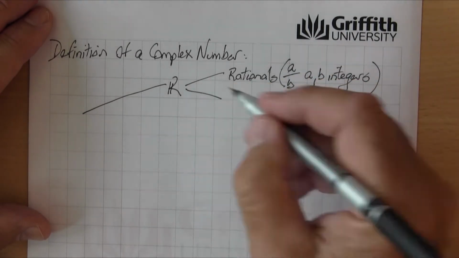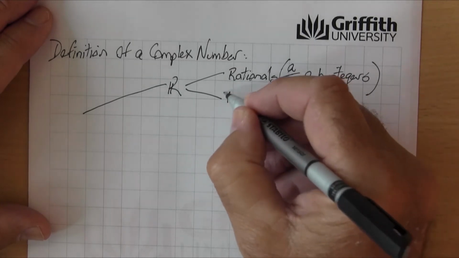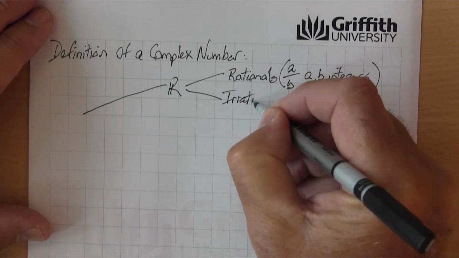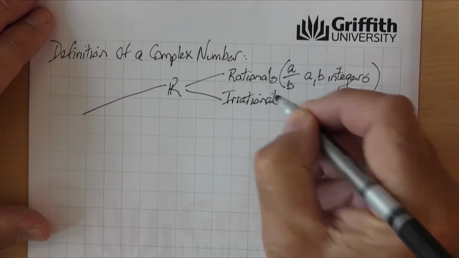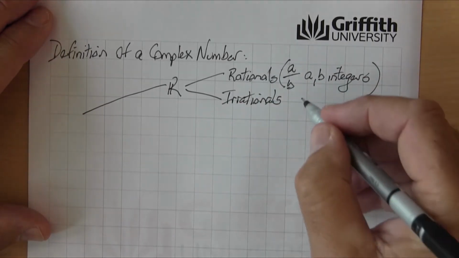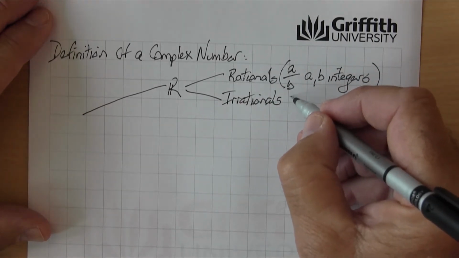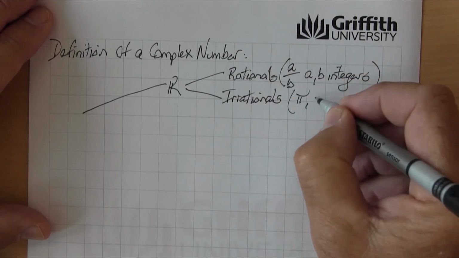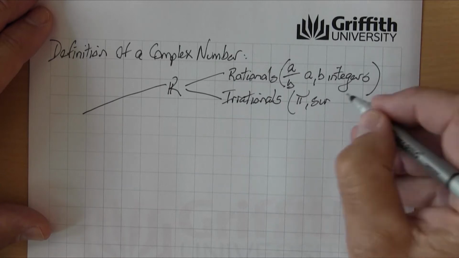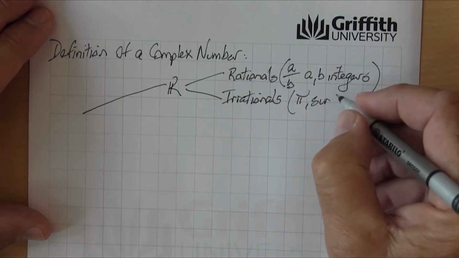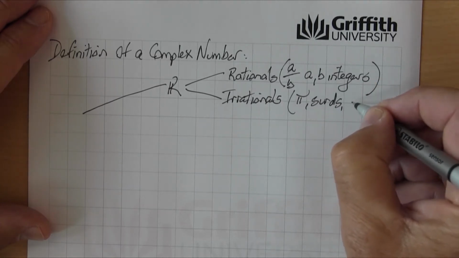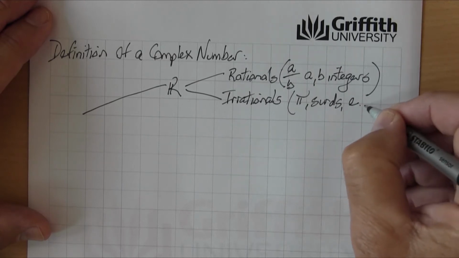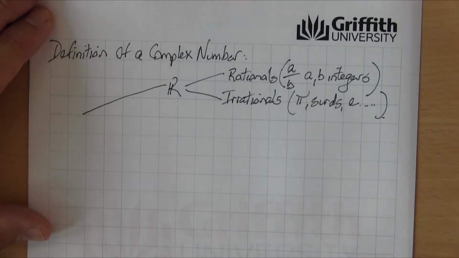The other family that goes to make up the real numbers are the irrationals. There are certain real numbers that don't fit into the category outlined above as the rationals. So they are numbers like pi, your surds, square root of 2, square root of 20, and other numbers like the exponential number, and there are other ones as well.